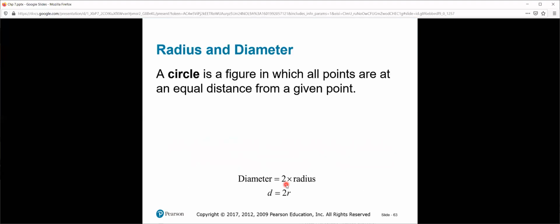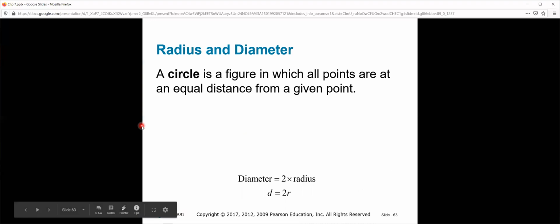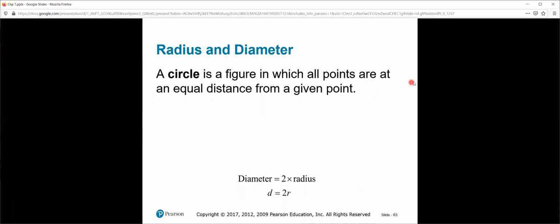Circles. We're circling in at the end of the lecture. That's a good one. Circles. What is a circle? Well, you know what a circle is. A circle is a figure in which all points are at an equal distance from a given point. Definition, right?